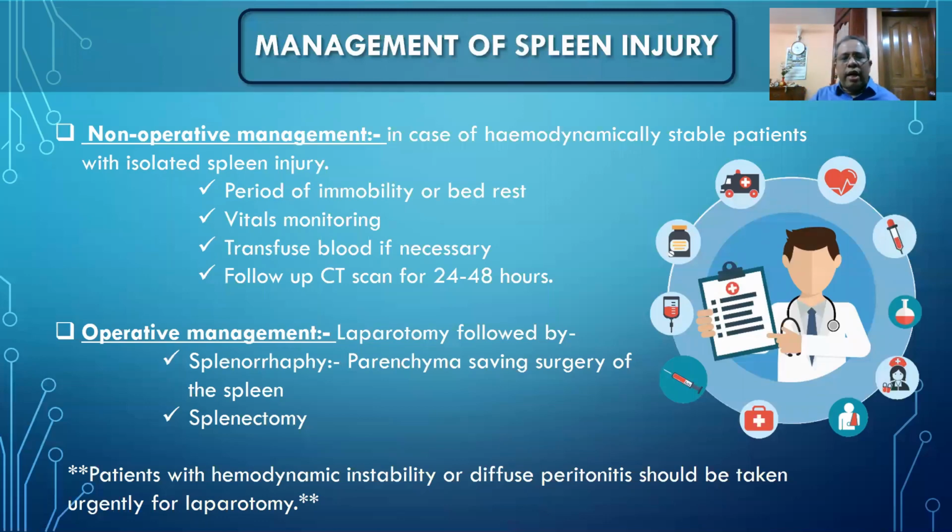For that reason, two terms are written here: splenorrhaphy and splenectomy. Splenorrhaphy is when there is a laceration of 3 to 5 centimeters; in that case it is possible to repair the injury and save the spleen. Or if splenectomy is needed, go for splenectomy. But patients with hemodynamic instability and diffuse peritonitis should be taken urgently for laparotomy. After doing laparotomy, you can evaluate what treatment is needed.